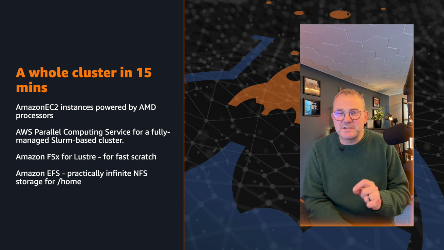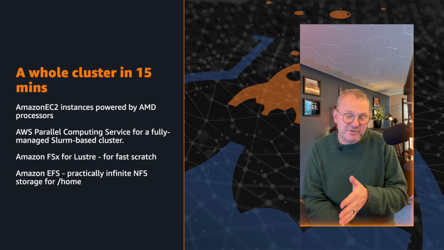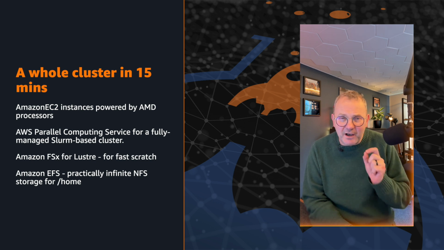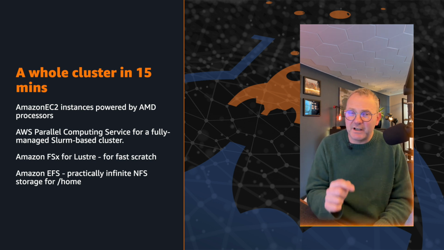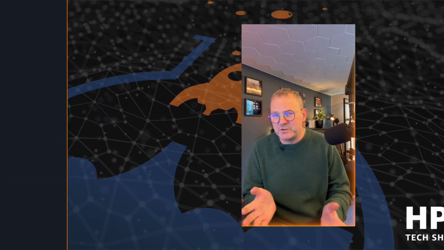In 15 minutes when this comes online, you'll have a Slurm-based cluster with a login node for submitting jobs, a Lustre file system for superfast scratch, a home file system on a very large and scalable NFS filer called the Amazon EFS, and then a couple of queues for submitting jobs. We'll explain all this in a few minutes.